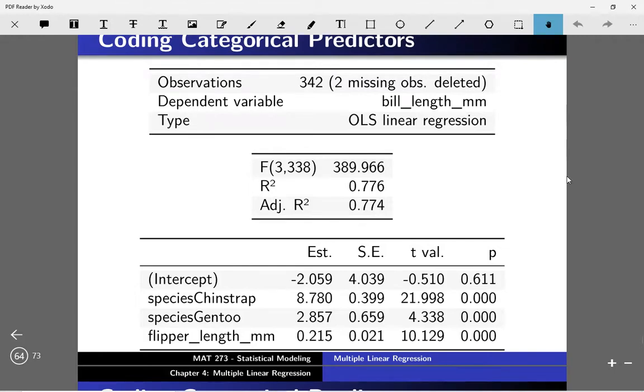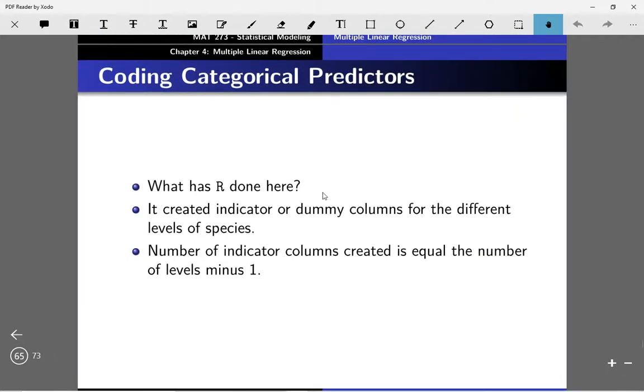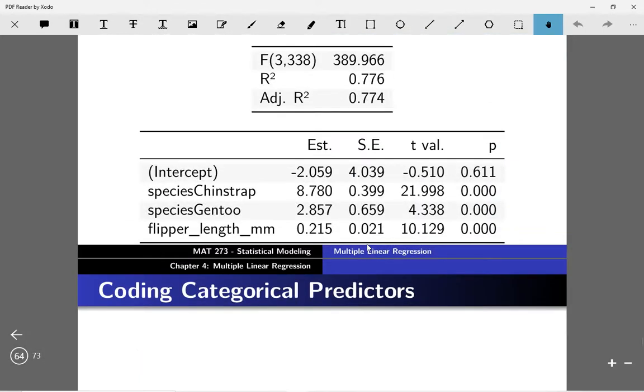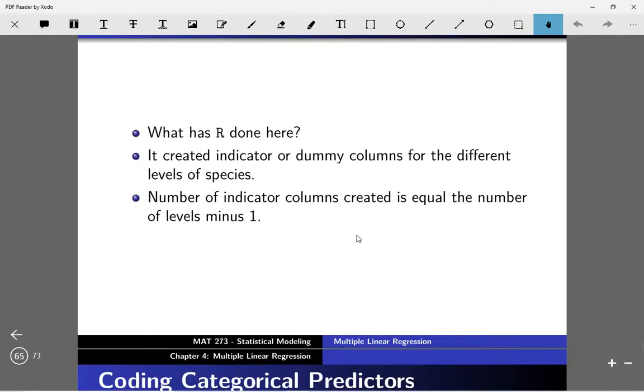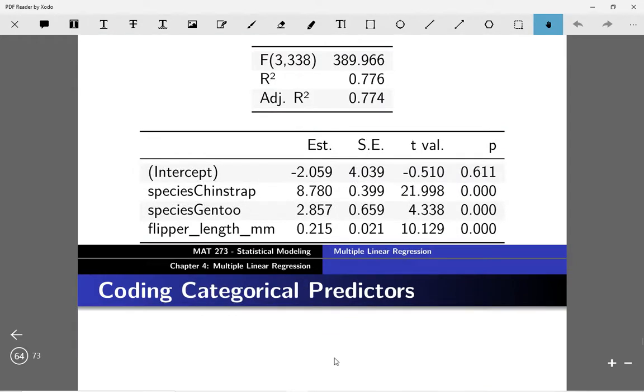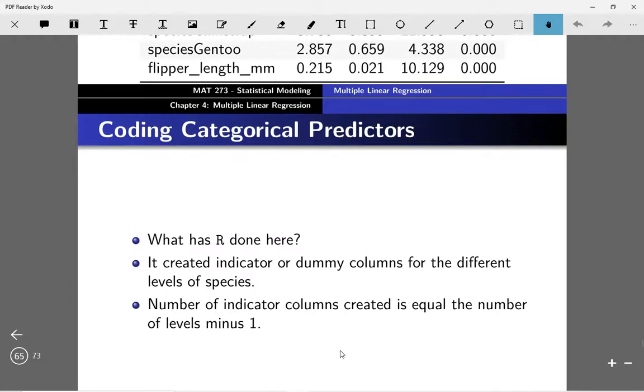So actually, in general, thinking about what R has done here, it made indicator variables for the different levels of species, Gentoo and Chinstrap. But the number of indicators is equal to the number of unique levels of the categorical variable minus 1. So in this case, it was 3 minus 1 equals 2. So we had 2 explanatory variables that were indicator variables here. The reason is that Adelie, that species, gets absorbed into the intercept term here.